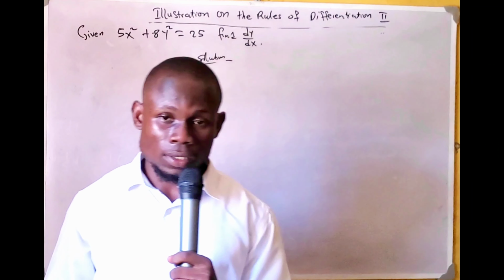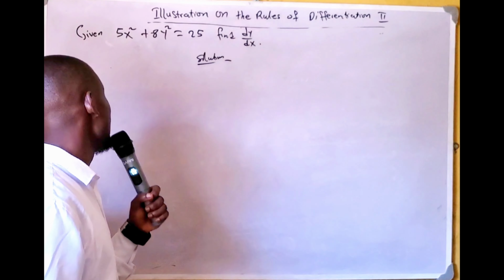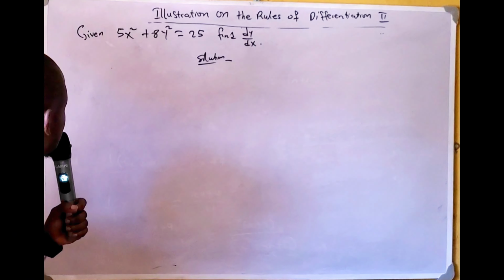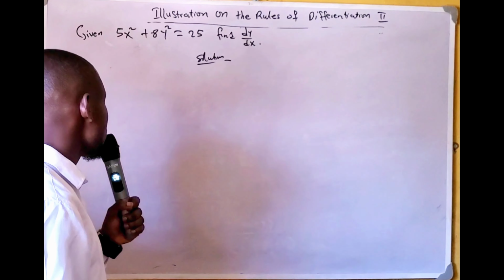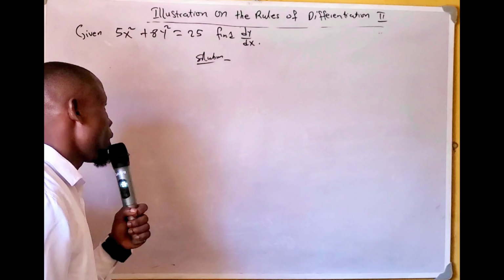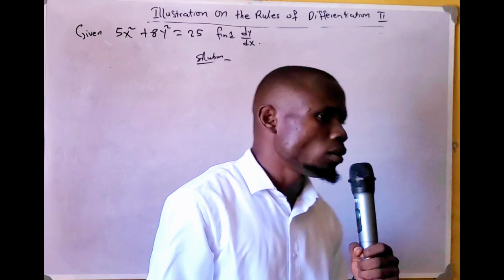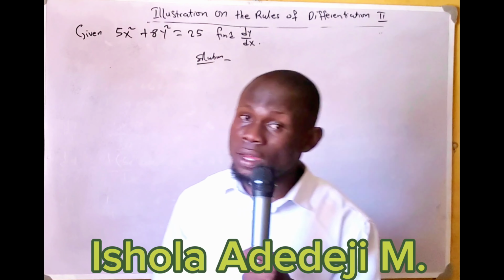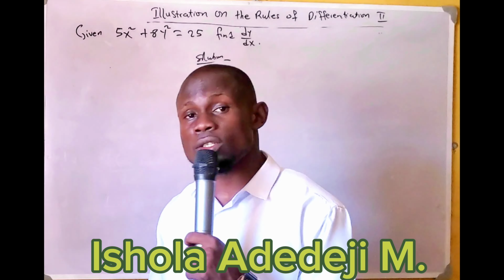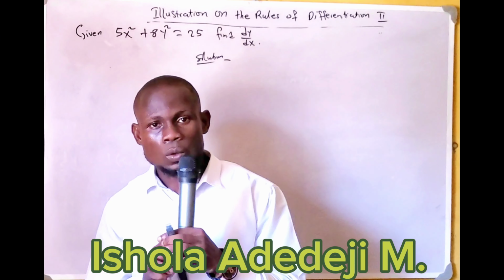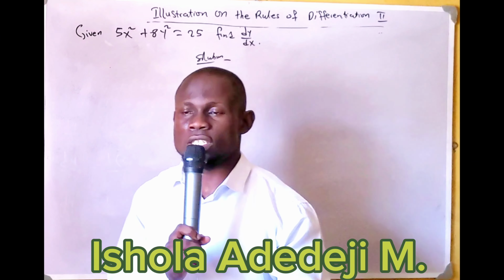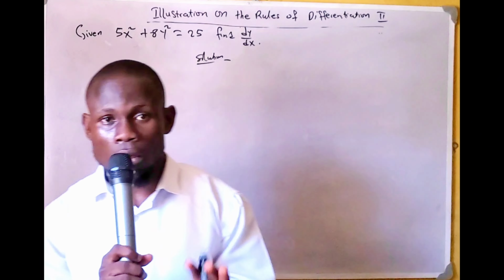Alright, let's go further and still solve this question. Here we are given 5x squared plus 8y squared equals 25. We have to find dy/dx. Now, the first thing I said earlier was that, given any question, the first thing you have to ascertain is which law of differentiation the question is requiring you to apply.